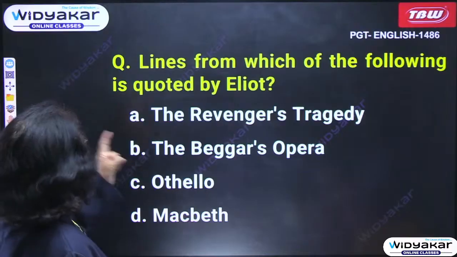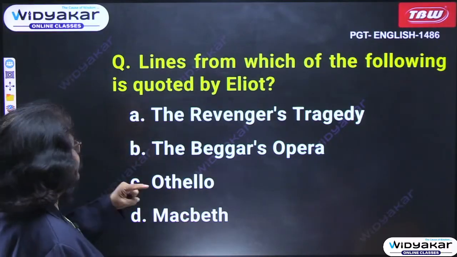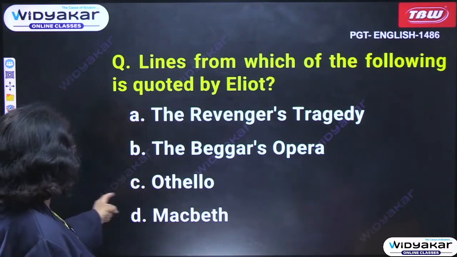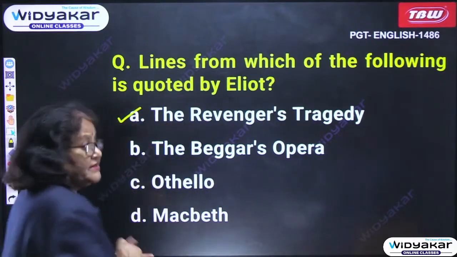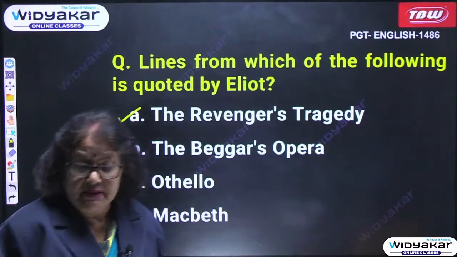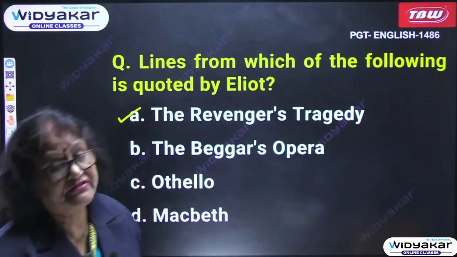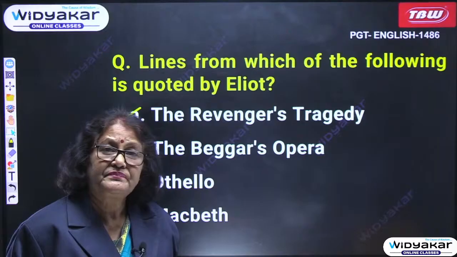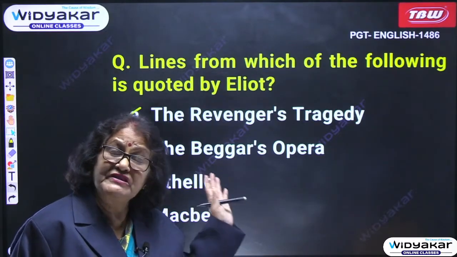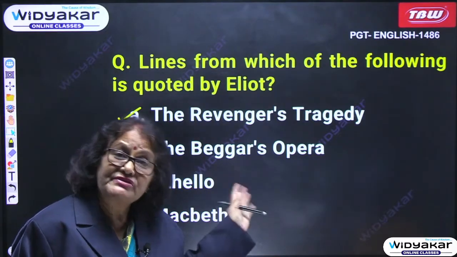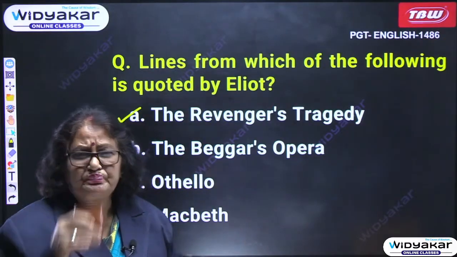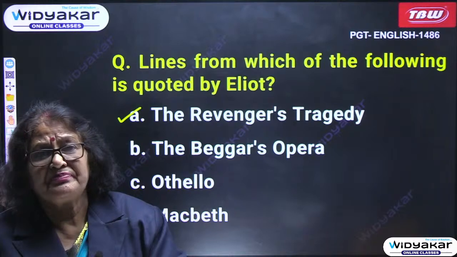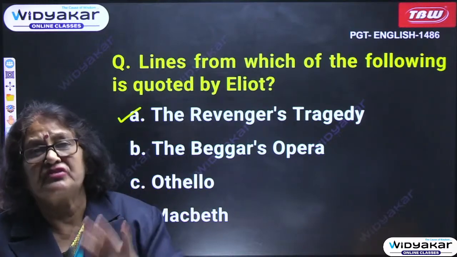Lines from which of the following is quoted by Eliot? A, The Revenger's Tragedy. B, The Beggar's Opera. C, Othello. D, Macbeth. In Tradition and the Individual Talent, Eliot refers to The Revenger's Tragedy by Thomas Middleton. He quotes Thomas Middleton's Revenger's Tragedy to prove the value of tradition.